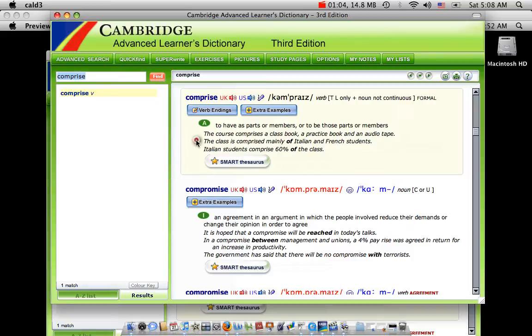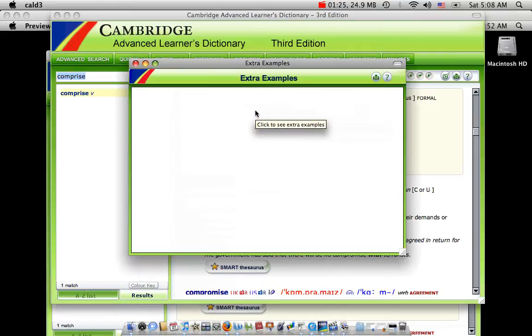Let's look at the second word. The class is comprised mainly of Italian and French students. As we can guess, comprised and of do come together. So some of these important words have already been highlighted for you, and it has these verb endings as well as extra examples.